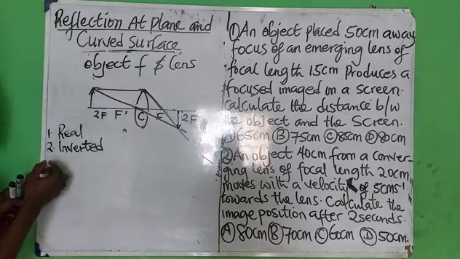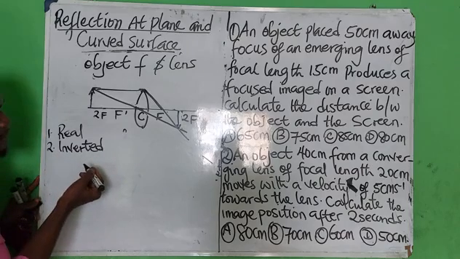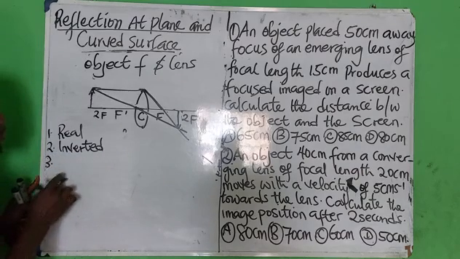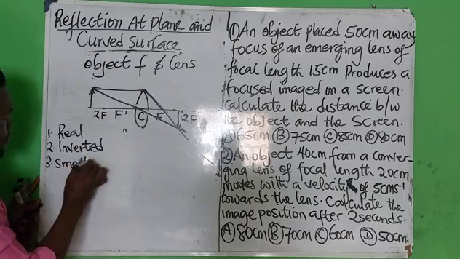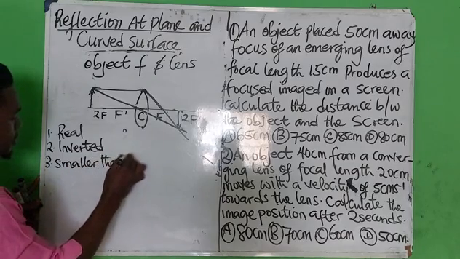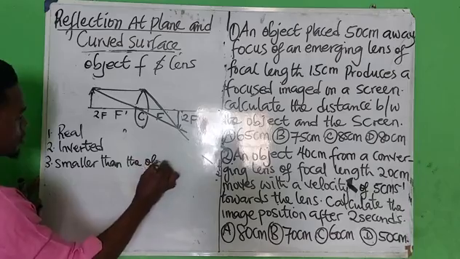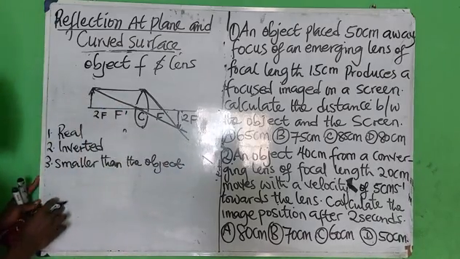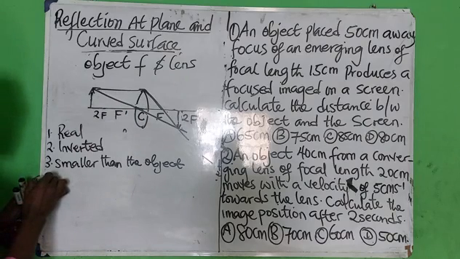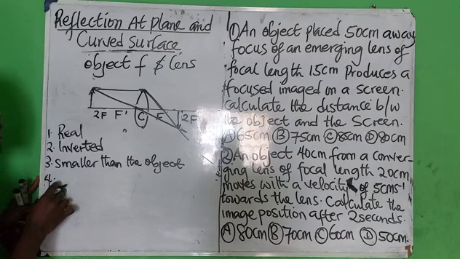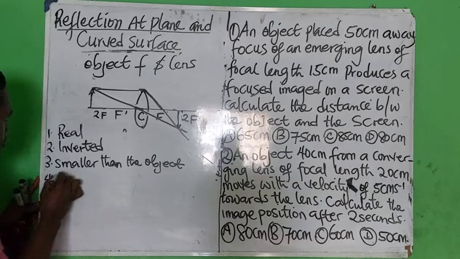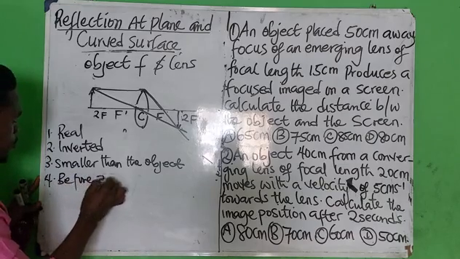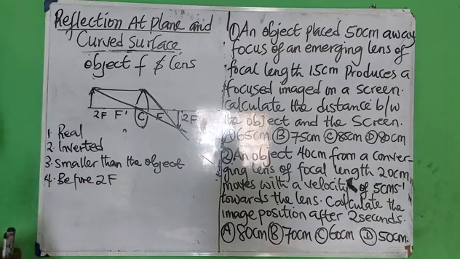So what will you observe? The image is real, inverted, upside down. Number three, smaller than the object. Yes, now it's here. It is smaller than the object now. And number four, where is it formed? Before 2f. It is formed before 2f. So please, you can do the others for yourself.